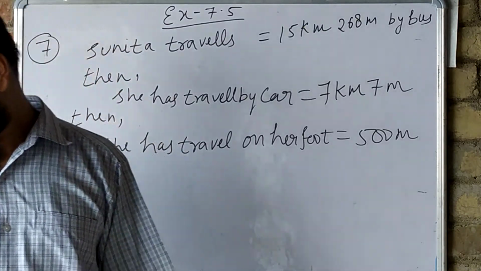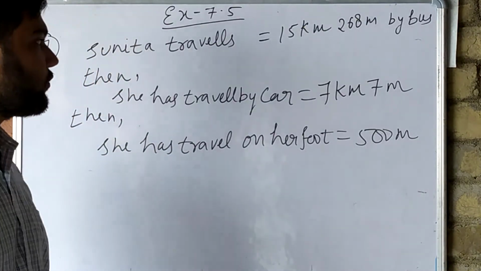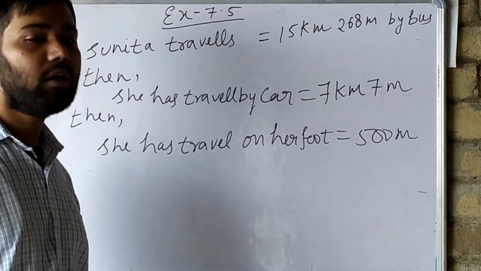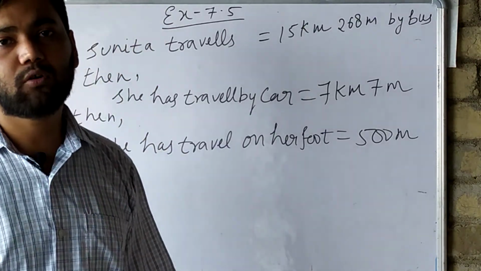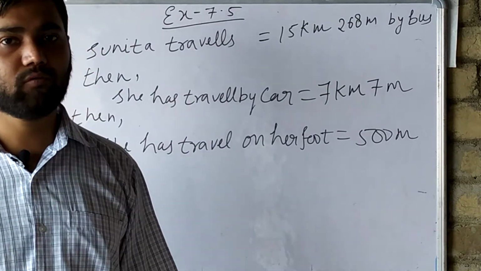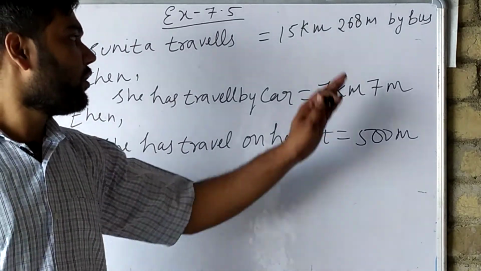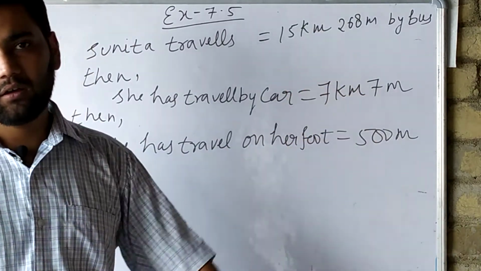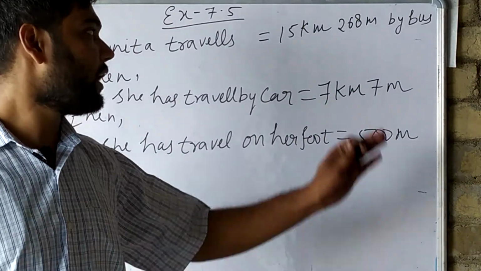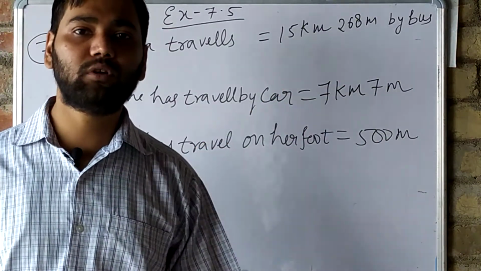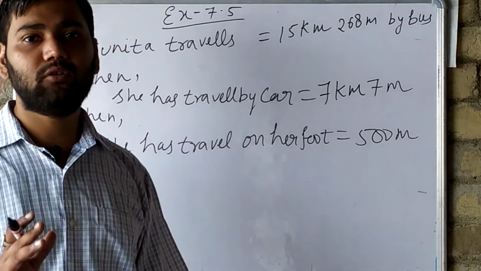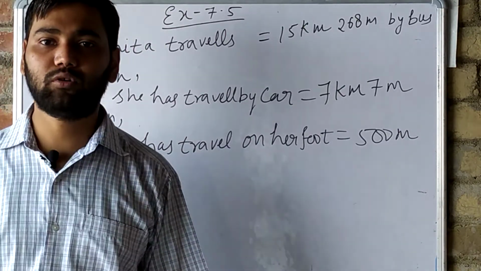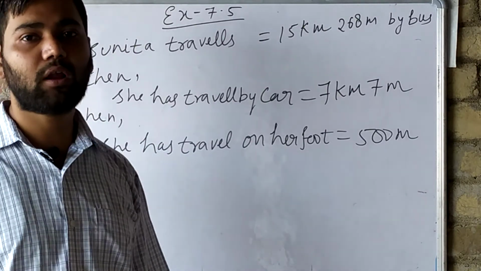Okay, so what we have to find? We have to find how far is school from her home. From her home, how far is the school? What we have to do in that case? We have to add the distance. We will add the distance to get the total distance from school to her house.